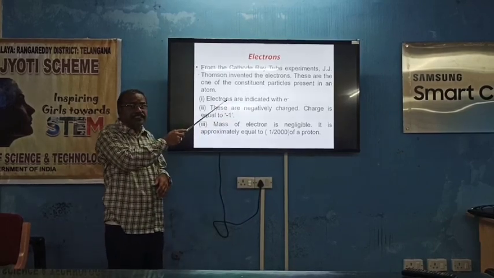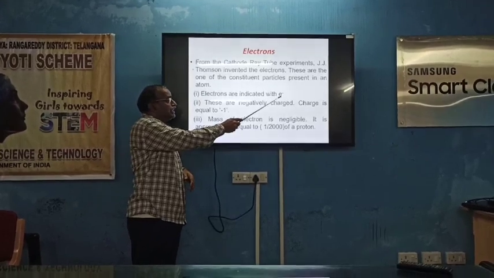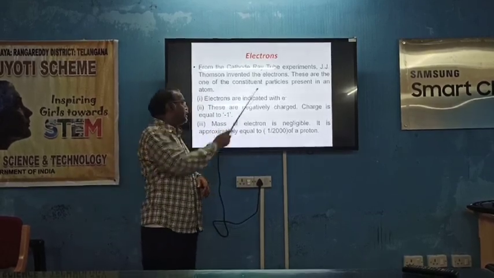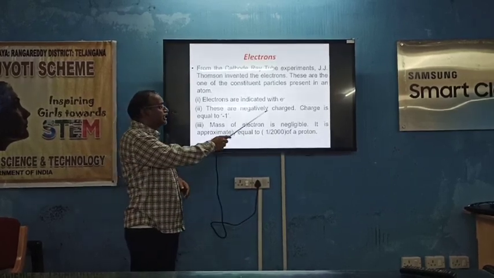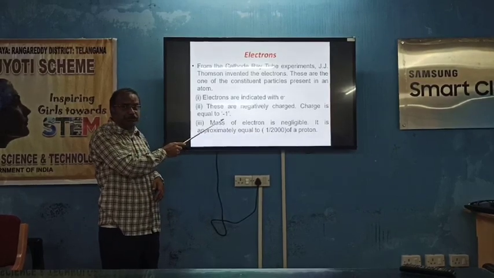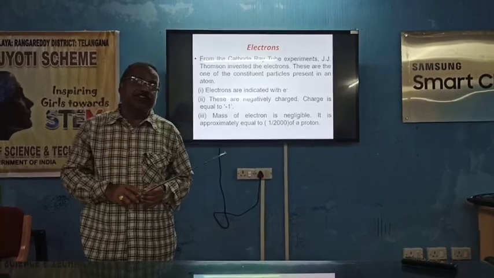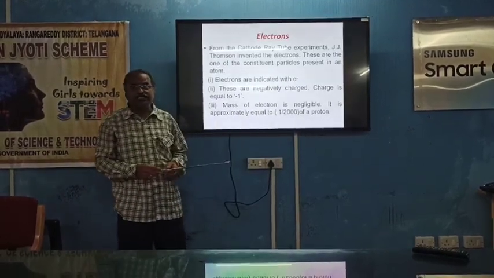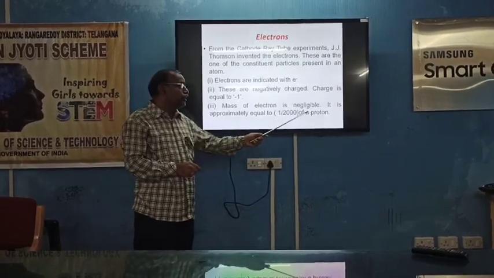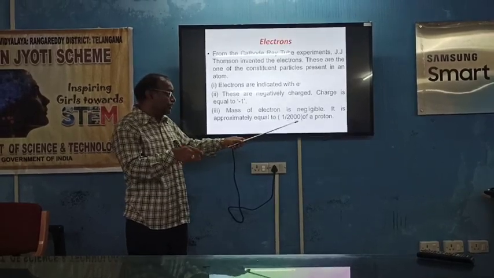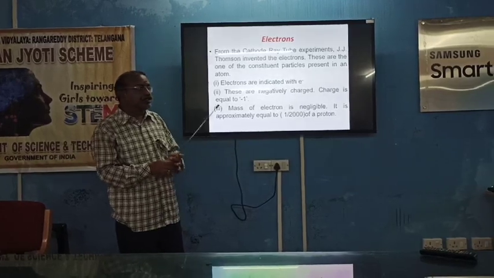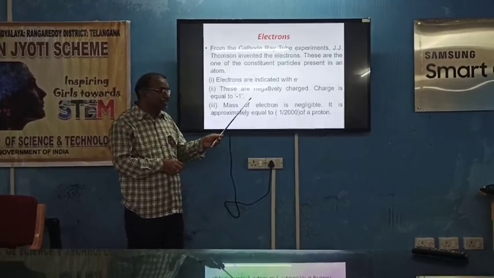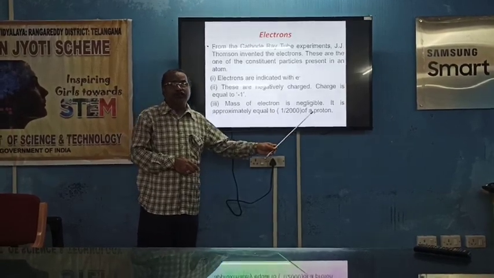So J.J. Thomson discovered the electrons, indicated with e minus. Electrons are negatively charged, and their charge was taken as -1 unit. It is not the actual charge; whatever the charge it contains, it was taken as -1 unit. The mass of the electron is almost negligible, about 1/2000th part of the proton mass. The proton was not discovered by that time, but later it was identified. So these three we have to remember: electrons are indicated with e minus, they are negatively charged, and their mass is negligible, about 1/2000th of the mass of the proton.